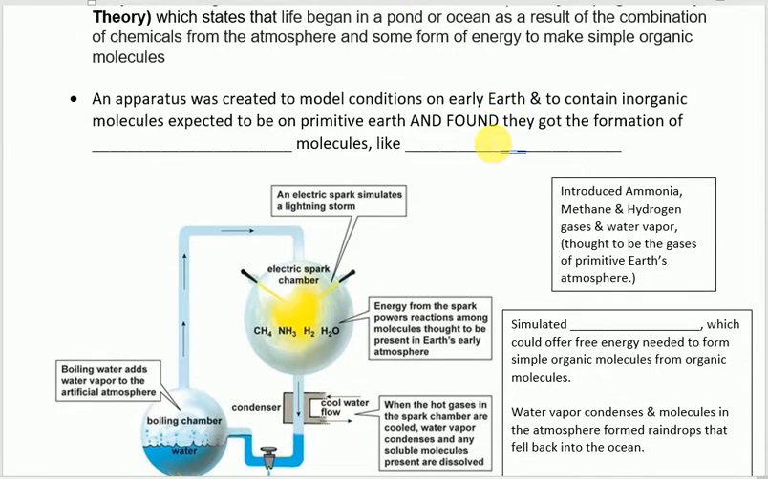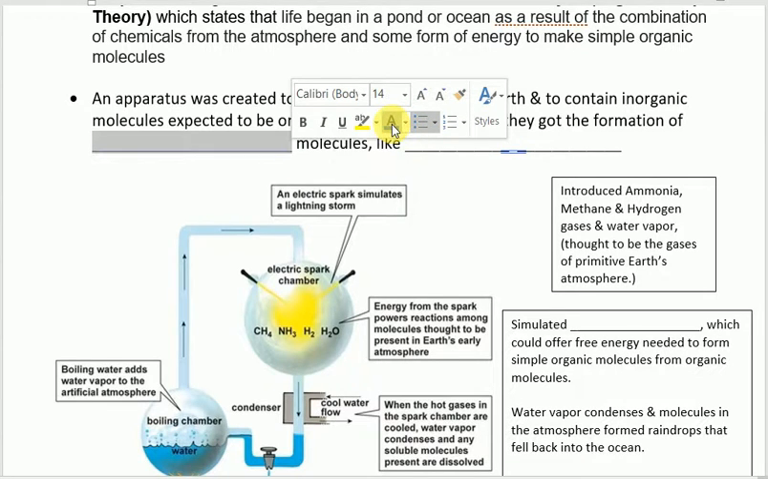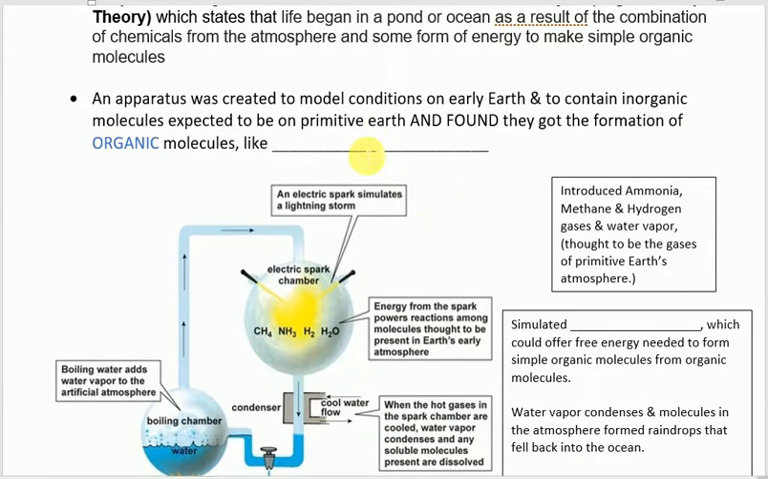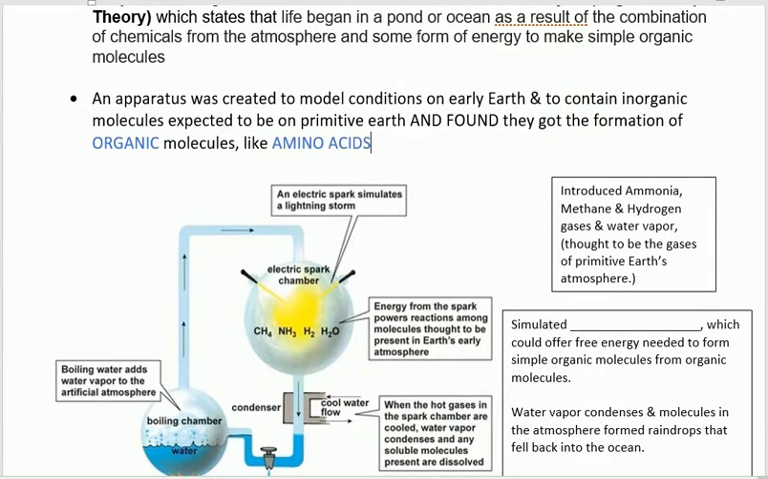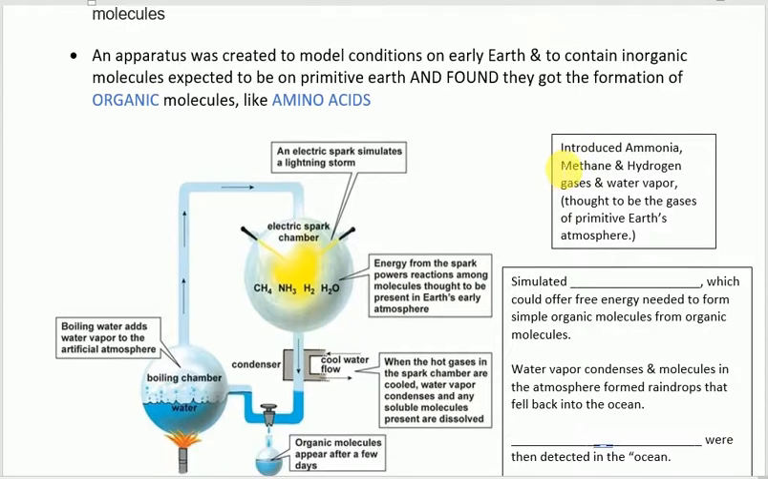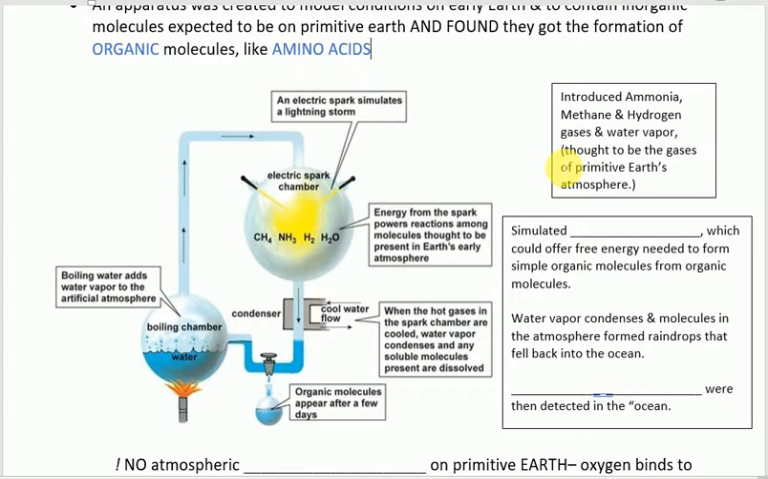So they actually created this apparatus to model conditions on early Earth and to contain inorganic molecules expected to be on primitive Earth. And what they found was they ended up getting the formation of organic molecules, such as amino acids. So basically what they did was they introduced ammonia, methane, and hydrogen gases, as well as water vapor. And this is what they thought was in primitive Earth's atmosphere.